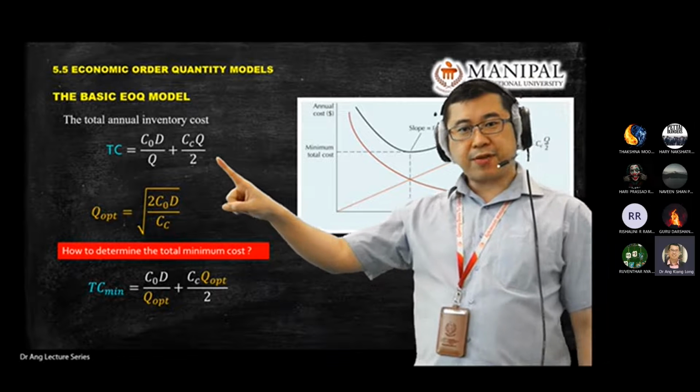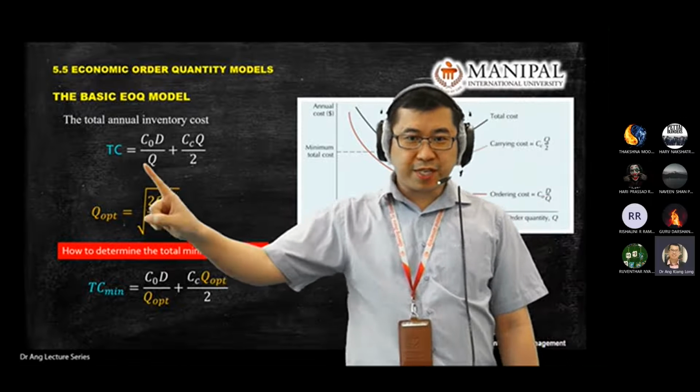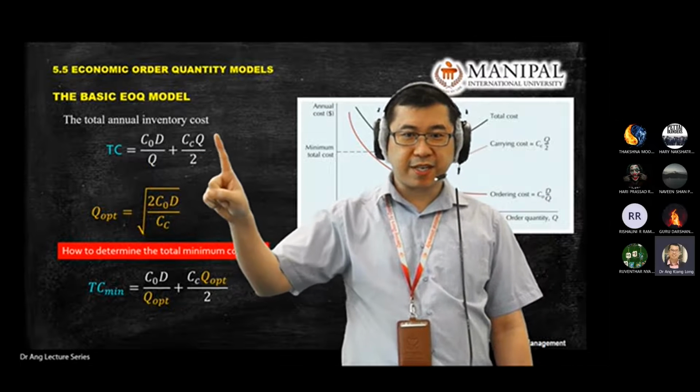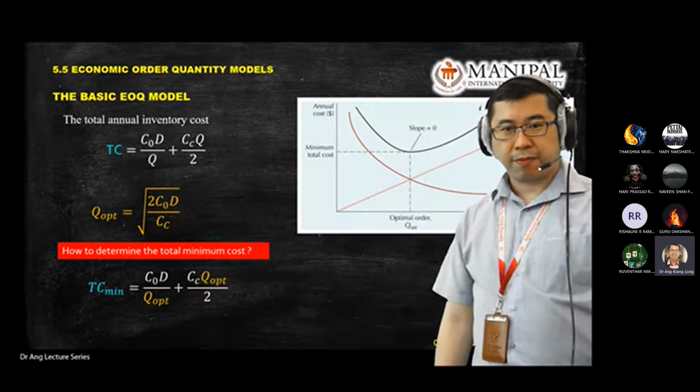You have copied just now already, this one. Important is this one. Then in your note, you just write: substitute this one inside here, to find the minimum total cost. Okay, Doctor.